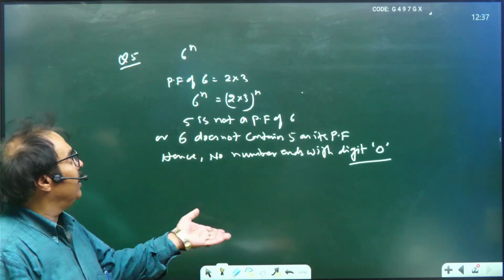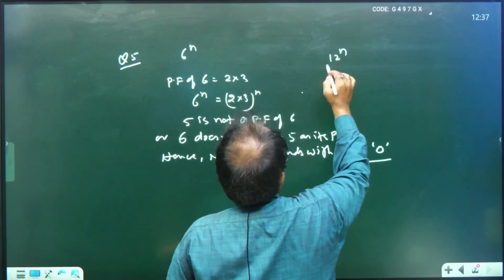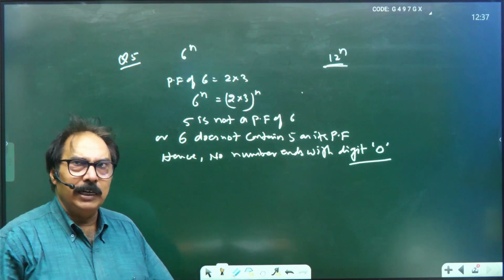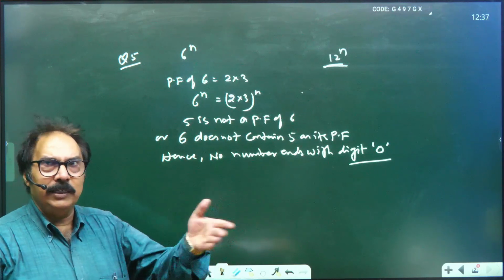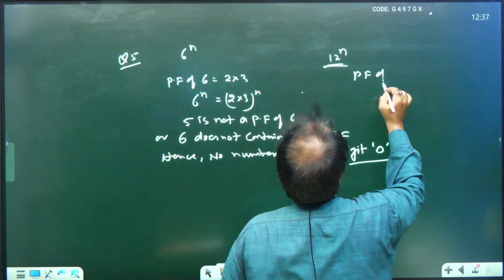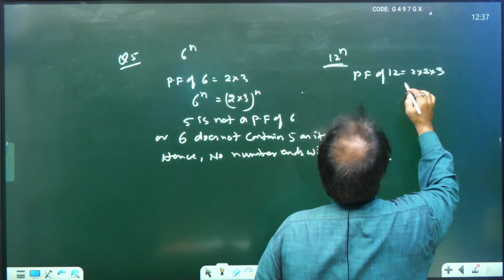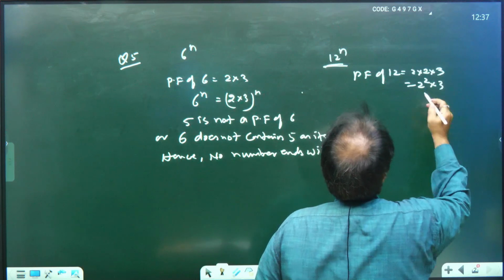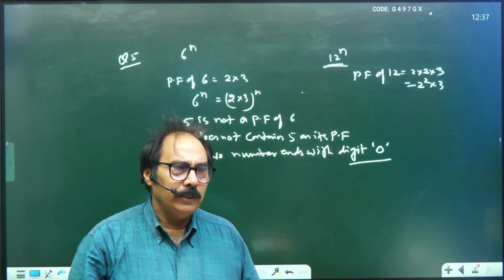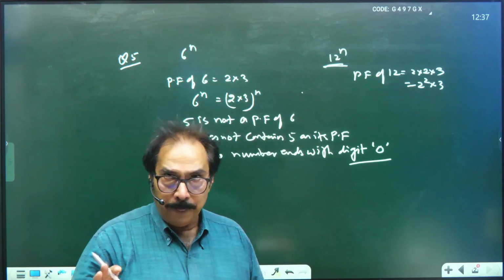Whatever number is given, suppose 12 to the power n, and we have to check whether it is any number which is ending with the digit 0 or not, where n is any natural number. So the prime factors of 12: this is 2 into 2 into 3, so 2 square into 3. So here again 5 is not a prime factor of 12. So it means no number ends with the digit 0. Okay, got it?